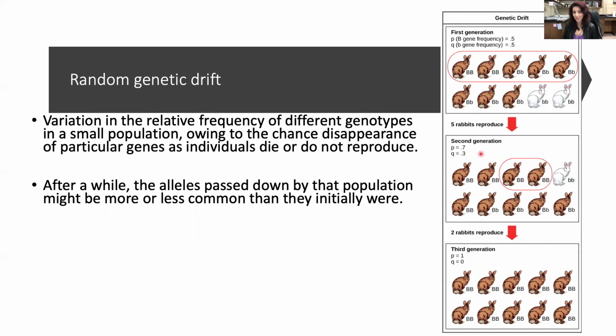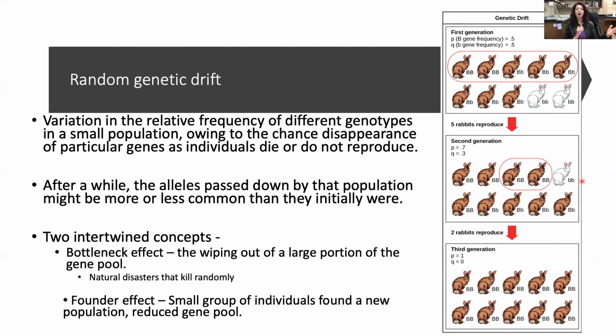In the second generation here, instead of 5 rabbits being able to reproduce, only 2 get to reproduce. And this results in the entire eradication of that recessive lowercase b allele. And therefore, we've entirely lost the ability to have this albino white rabbit.